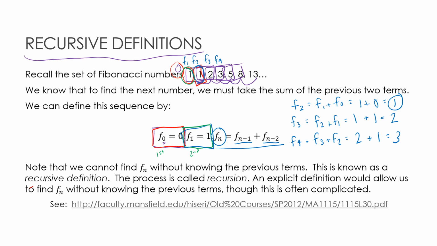What we know about recursive definitions is that we cannot find f of n without knowing, in this case, the previous two terms. Sometimes it's going to be one term, sometimes three terms that you will need to know. That is called a recursive definition. There is a way sometimes to explicitly define a function, but quite often it is difficult to figure out. An explicit definition would not require us to know anything else about the function at all. We'll take a look at that in a minute.